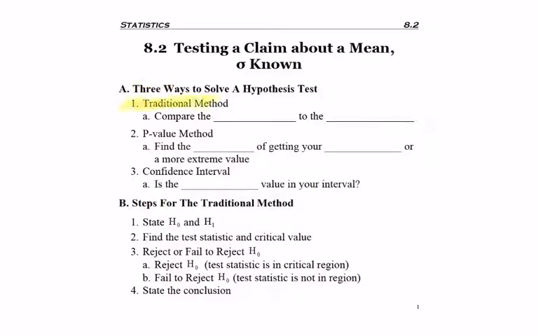Now when it comes to doing a hypothesis test, there are three different methods that can be used. The first method, and the first one we're going to look at today, is called the traditional method. And this is where you compare the test statistic to the critical value. A second method that we'll also be looking at later today is called the p-value method. And this is where you find the probability of getting your particular test statistic or a more extreme value from your sample data. Keep in mind, all three methods will lead you to the same conclusion.